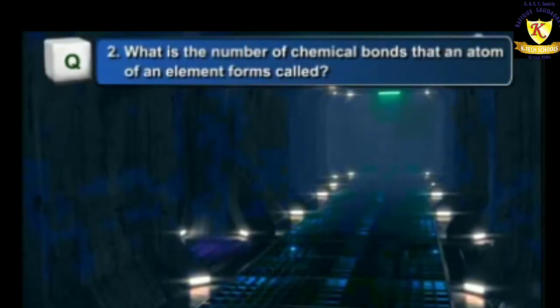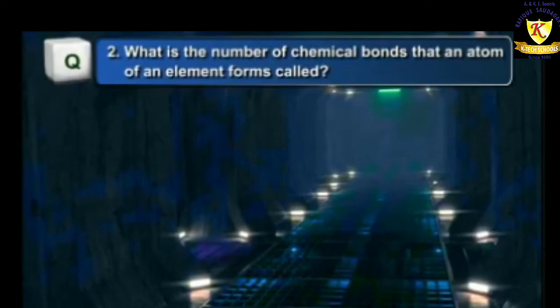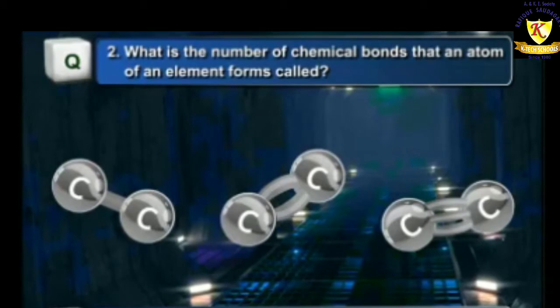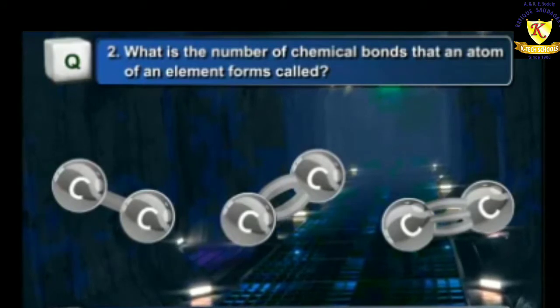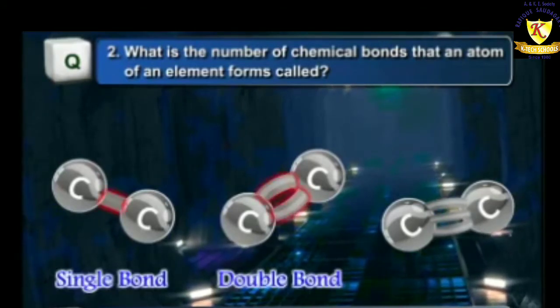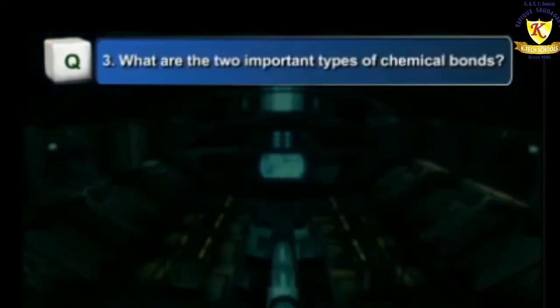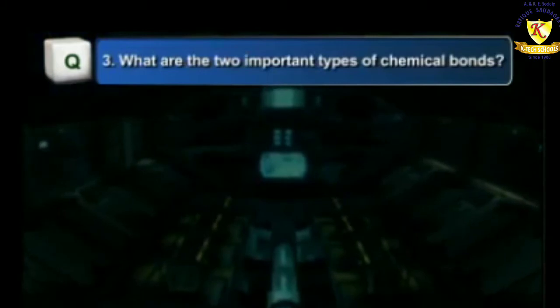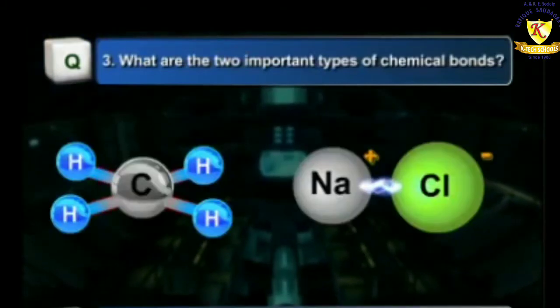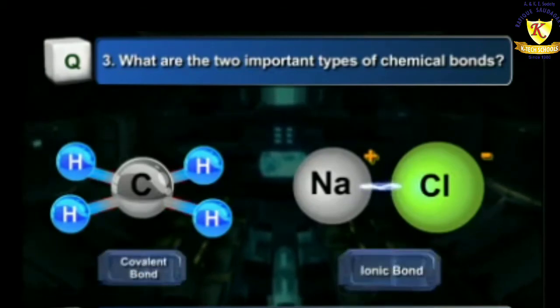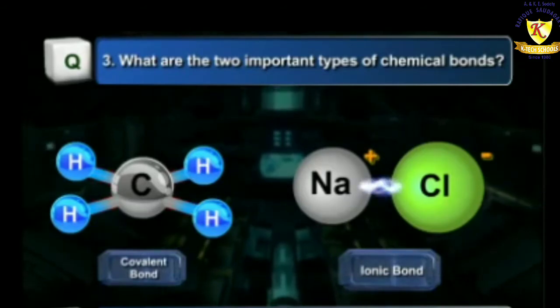What is the number of chemical bonds that an atom of an element forms called? Yes, the chemical bonds that an atom of an element forms are single, double and triple bonds. What are the two types of chemical bonds? There are two main types of chemical bonds that hold atoms together: covalent and ionic or electrovalent bonds. Got it?